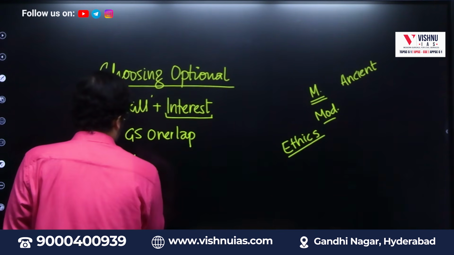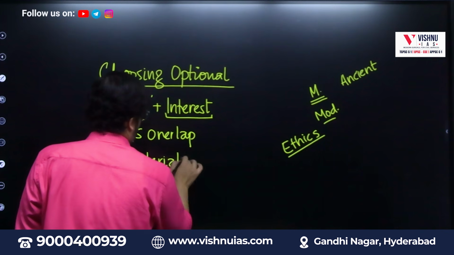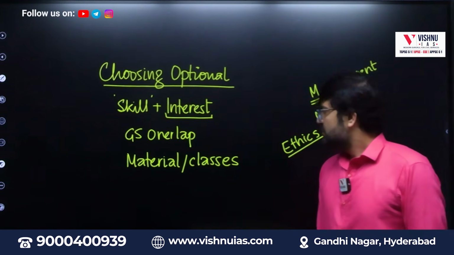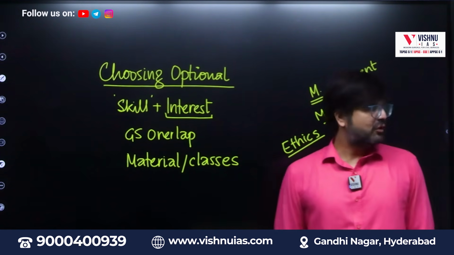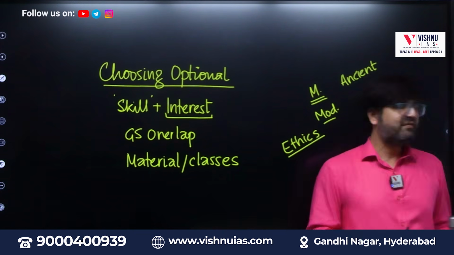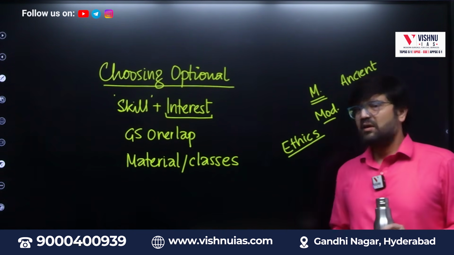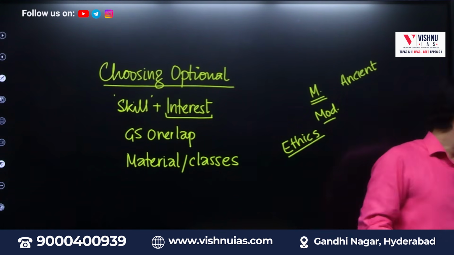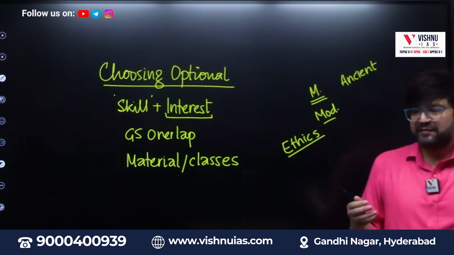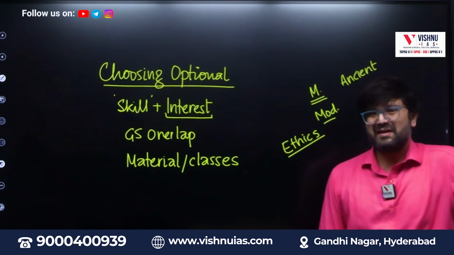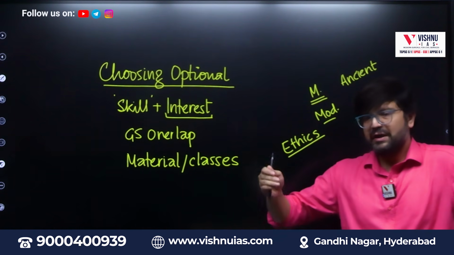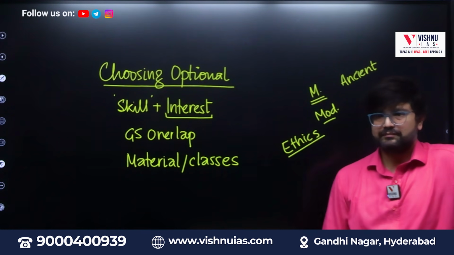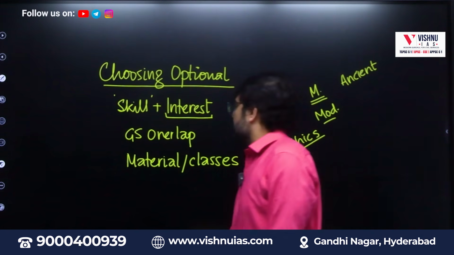Then material in the market. Classes, coaching. Taking an optional should also involve this. If you take an option which you do not have material available, or very difficult to find material, then I think it becomes a challenge from day one, right? We can't start from the point of challenge. So popular options are always easier to take. You have plenty of books available, plenty of faculty available, plenty of resources, coaching material, everything is available. So you don't have to search for sources. Clear?